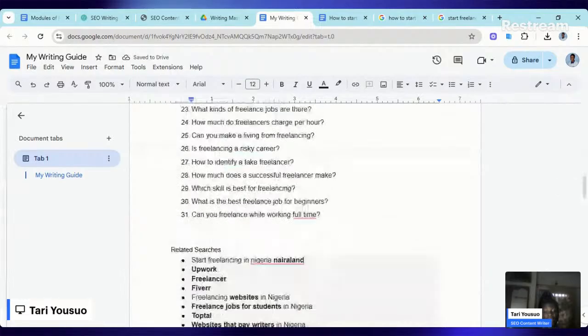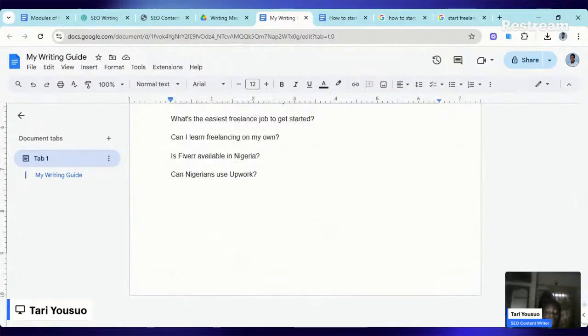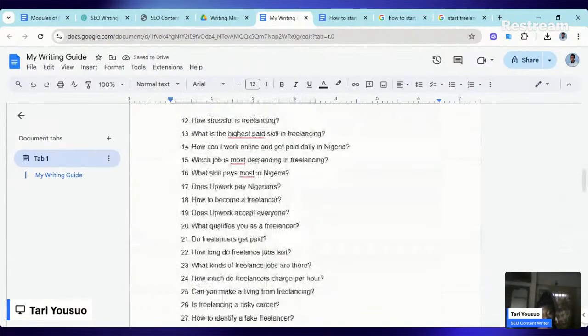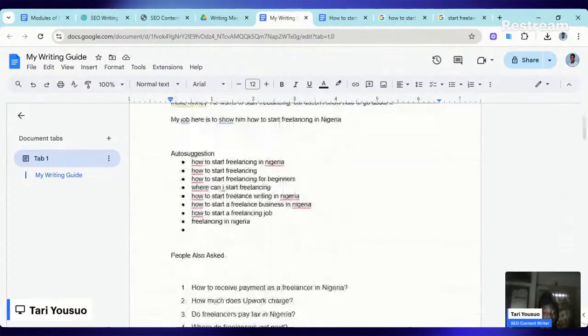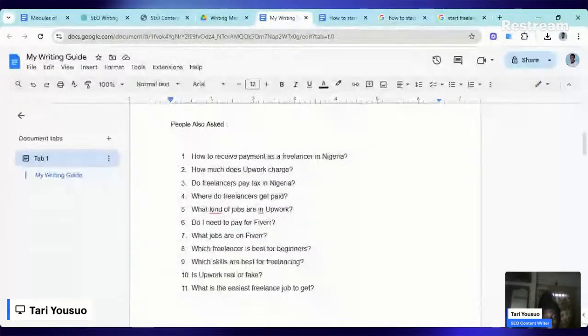But we are almost done. Can you make a living from freelancing? This is taking quite longer than I expected. Then how much does Upwork charge? I can throw this one away because someone who is interested in how to get started freelancing shouldn't be worried about Upwork charges, because the person doesn't even have any money for Upwork to charge yet.